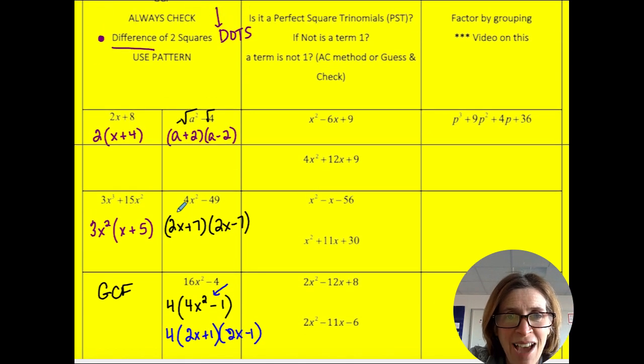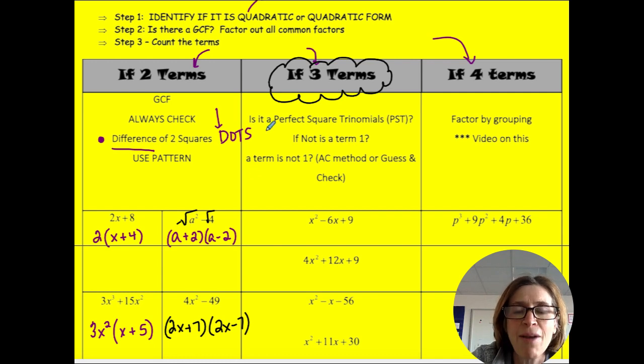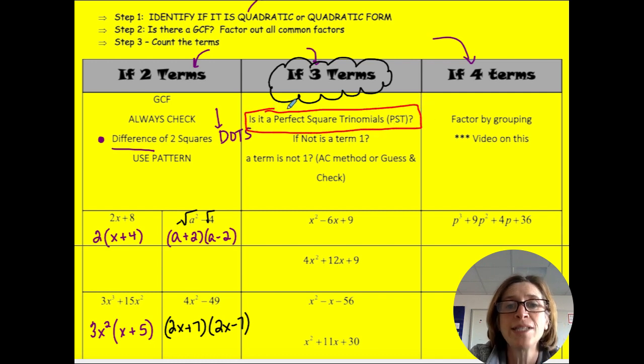All right, so that's dots and 2 terms. 3 terms is the one we spend the most time working with. So when I get to 3 terms and I've taken out a GCF, my first thing is I really want to know the factor pattern, perfect square trinomial. I always look for this first.